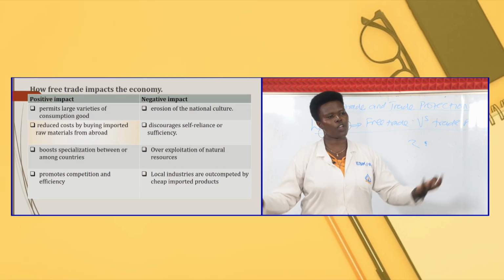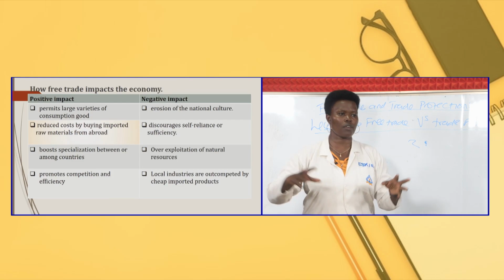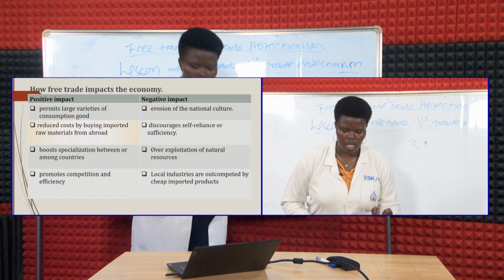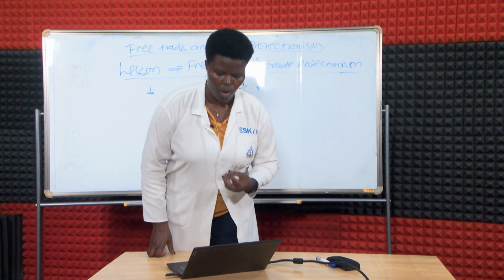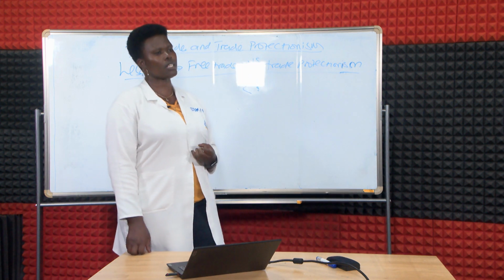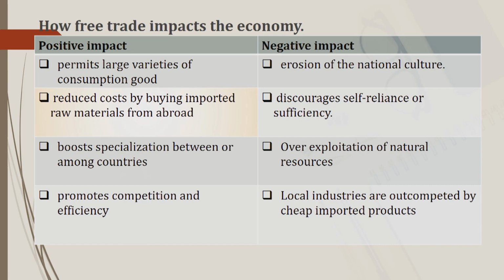However, if we allow different commodities to freely come into our country, as we have seen there is a disadvantaged part of it: it will lead to cultural erosion, or erosion of the national culture. What does that mean? We shall be consuming commodities that at times, in one way or the other, violate our culture. Actually, we shall be preferring other countries' commodities over our own commodities, and that would lead to cultural erosion.